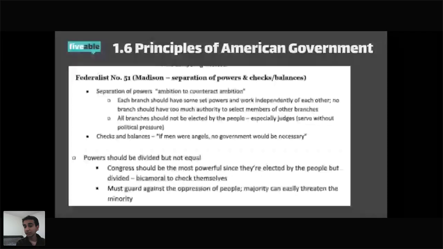And he said they're elected by the people but divided, so that's one way. And then in terms of being divided, they are bicameral, so they could check themselves. So if one, I guess, house of Congress was getting too strong, the other could check itself. And you can see that with our process of how a bill becomes a law, right? It has to pass through both houses of Congress in order to get to the president's desk. So that's the main stuff that you should know with Federalist 51.